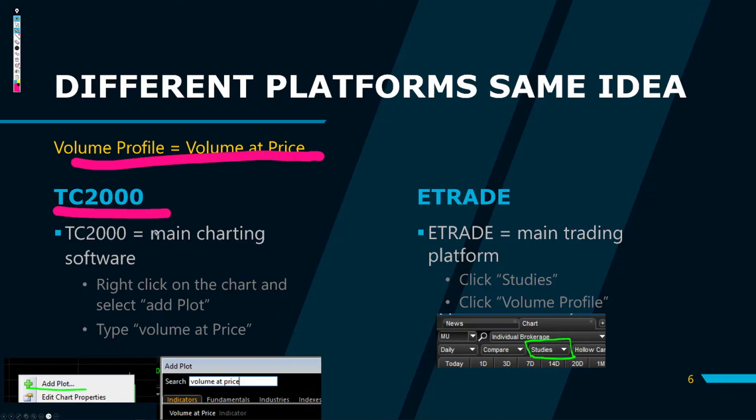I use TC2000. I gave Nate the setup for TC2000, so I think a lot of you guys use TC2000, and it's just called volume at price. All you do is right click on the chart, click add plot, search for volume at price, and it's going to put it in there. On E-Trade, I use E-Trade. I use a bunch of other ones, but you just go to studies and you go to volume profile, and boom, it'll be right on your chart. Okay. Does anybody have any questions on how to get volume profile on your chart?